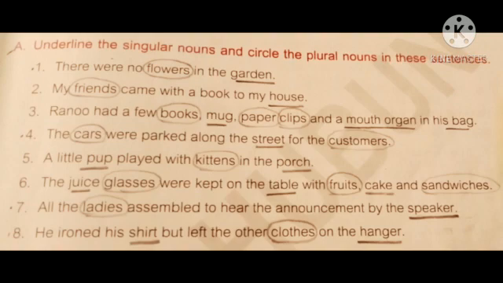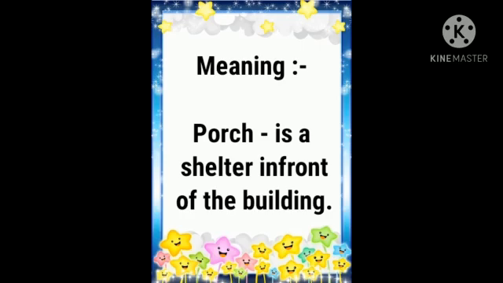Fifth, a little pup played with kittens in the porch. Underline puppy, single. Kittens, circle because there are many. Underline porch, it is single. Here students, porch means a shelter in front of a building.